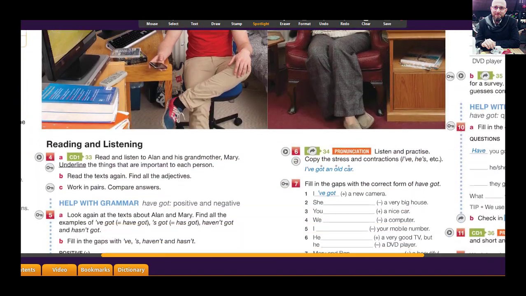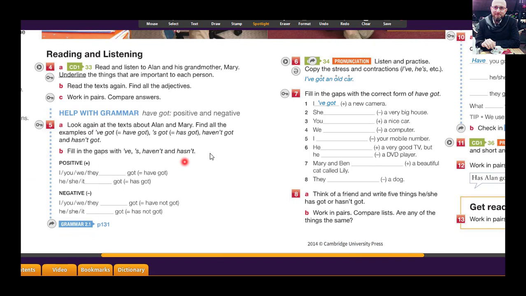Okay, so now let's move to the next one, which is grammar about have got, positive and negative. Here we have this grammar. We say have got, and in have got we have the contraction, have got and has got, contraction, haven't got, negative, and hasn't got, negative. So here in exercise B, fill in the gaps with contraction have, contraction has, or haven't, or hasn't. So read this, fill in the gaps. After you finish, you go to page 131, grammar 2.1. Let's go there.